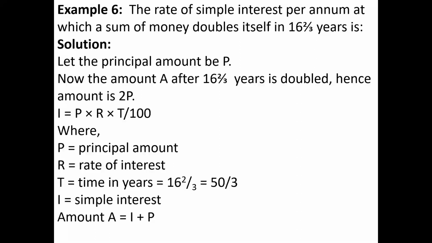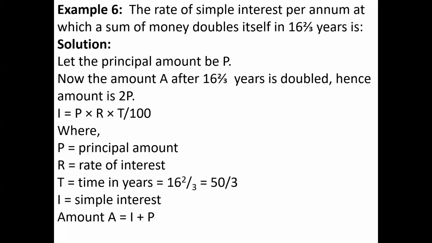If we convert 16 2/3 from a mixed fraction to an improper fraction, we will get 50 by 3. You know how to convert a mixed fraction to a fraction, so I'm not discussing that. So I equals simple interest. Another formula you need to write in your copy: if we want to find the total amount, then amount equals I plus P.